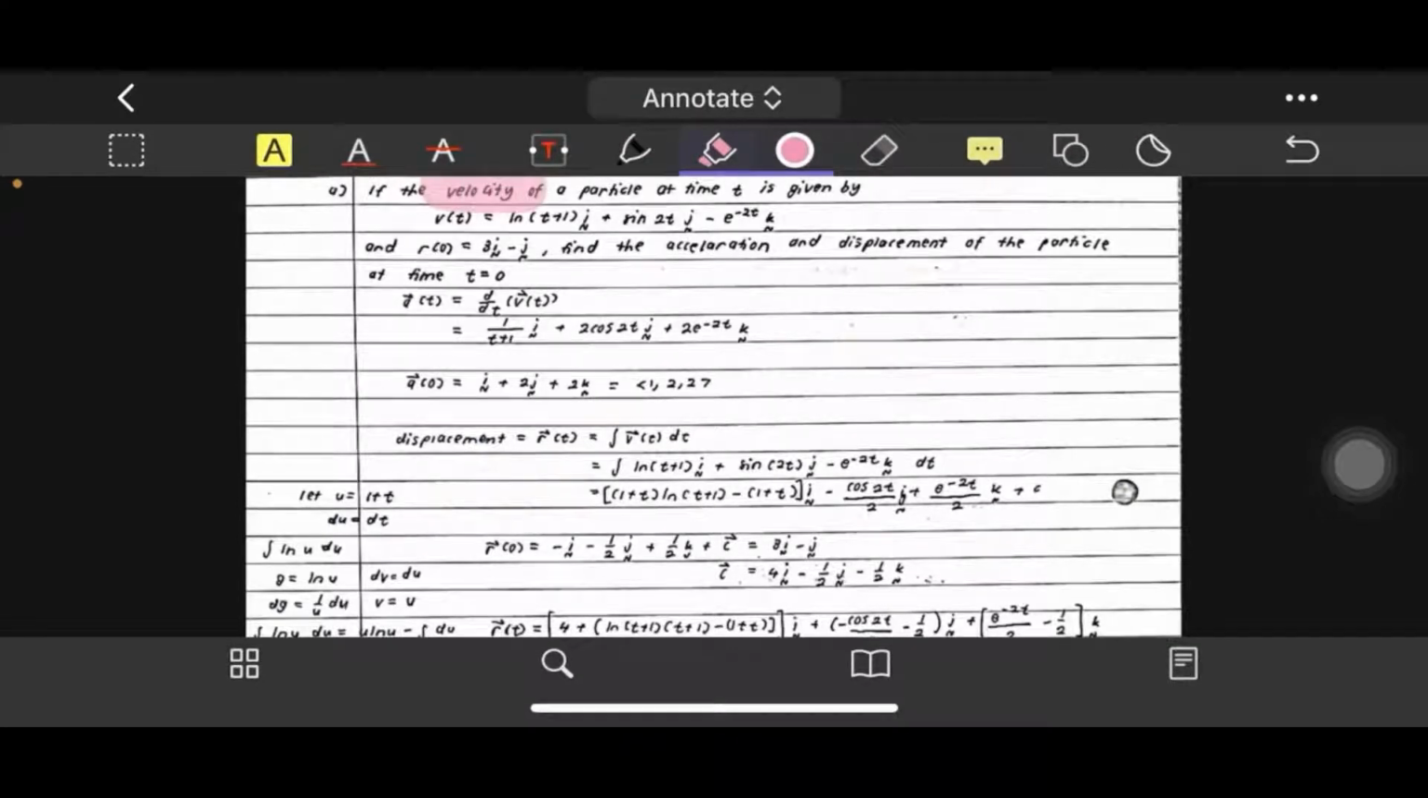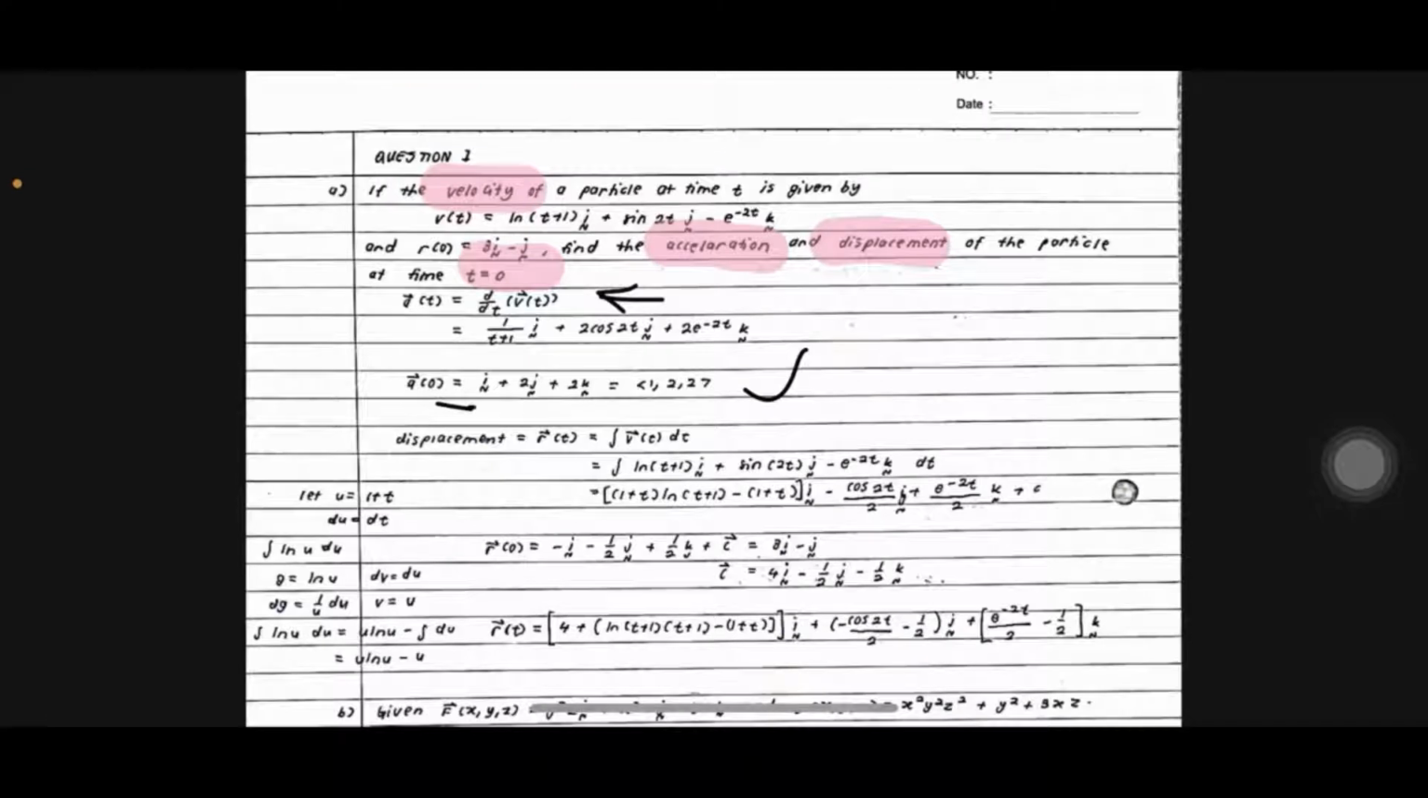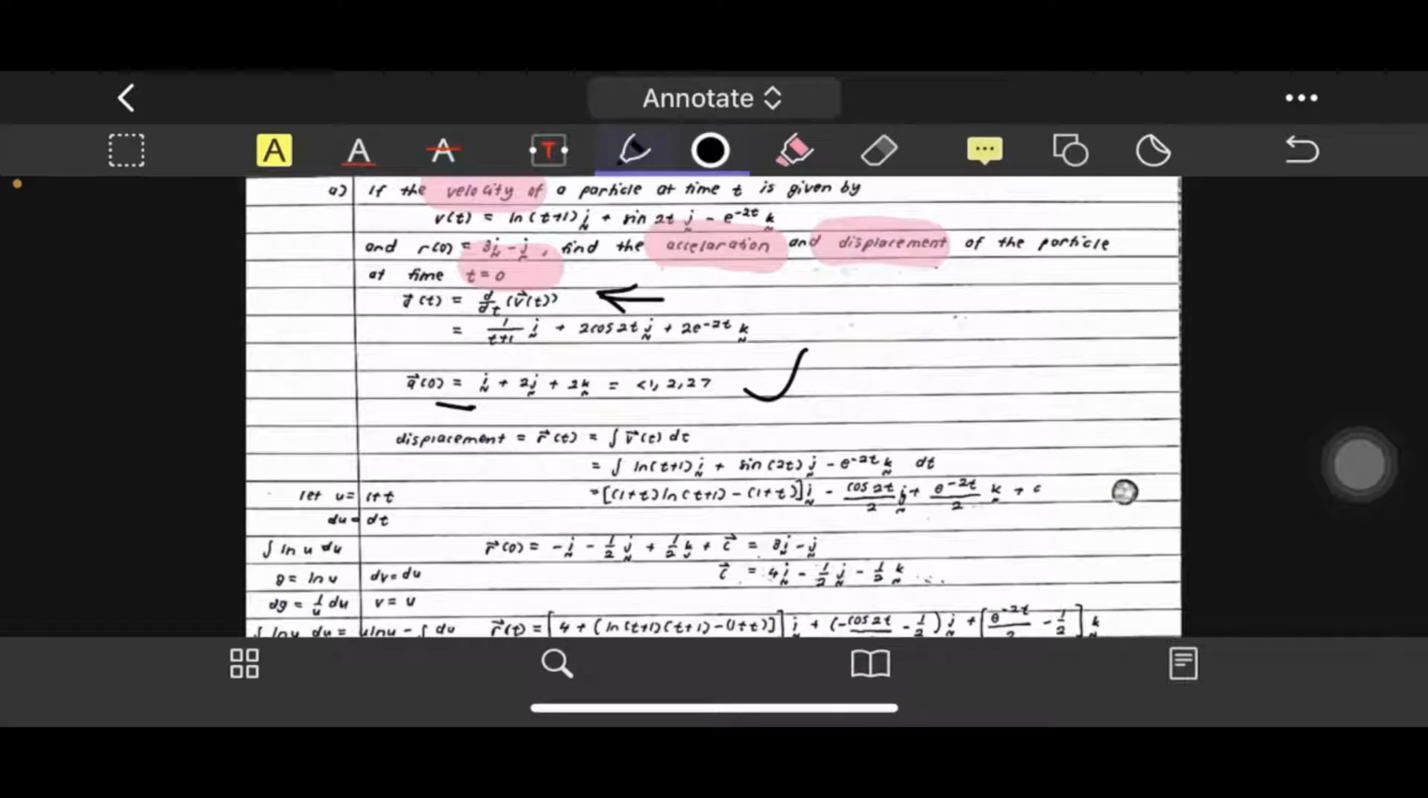Hi, today I will explain question 1. Okay, so for A, they give us a velocity and we need to find the acceleration and displacement at t equal to 0. To find the acceleration, we need to differentiate V(t) and then substitute t equal to 0 and we get this answer. Then to find the displacement, we need to integrate V(t) and find the C.